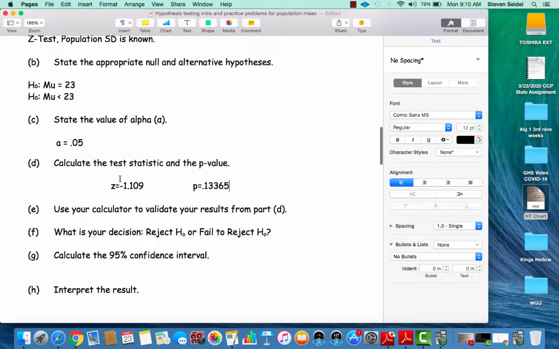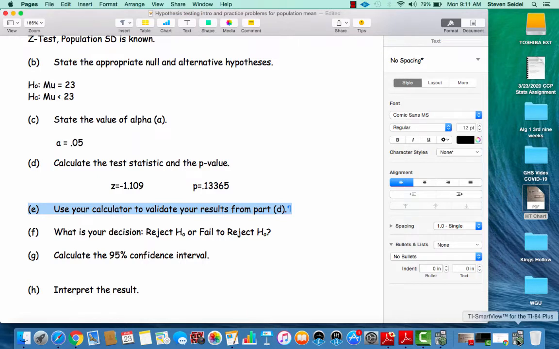Guys, given our situation, we just did that. This part E here: use your calculator to validate your results from part D. We're just going to stick to the calculator method.